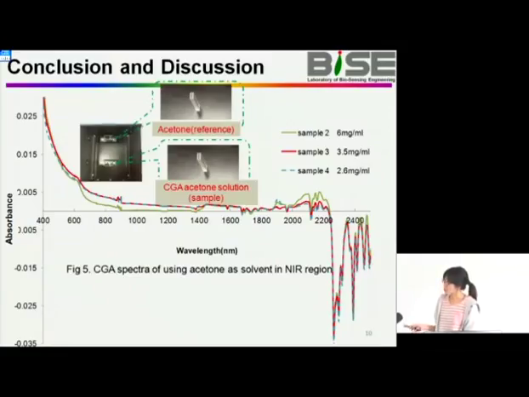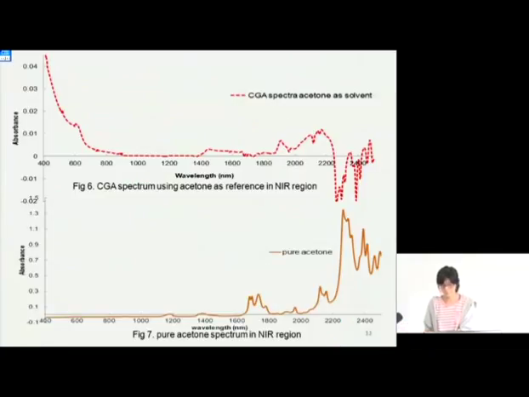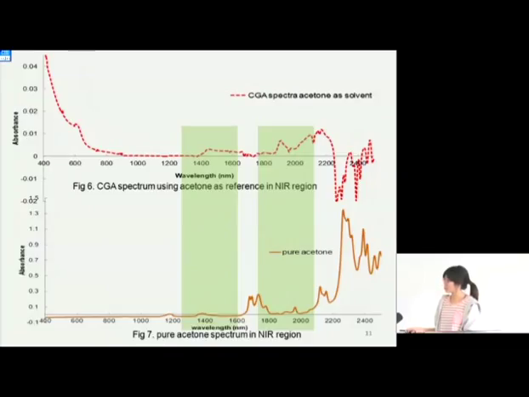Then I used acetone to conduct the experiment again. This time, the CGA acetone solution was used as the sample and acetone was used as the reference. Then we can get the CGA spectrum again. These are different concentrations of CGA spectrum. The upper figure is the CGA spectrum we get using acetone as a solvent, and the figure below is the pure acetone spectrum. We already know that acetone has low absorption in these two regions, so corresponding to these two regions, the CGA spectrum contains the least noise. But in other regions, such as this part, acetone absorption is strong. So in this part, the CGA spectra contain noise.